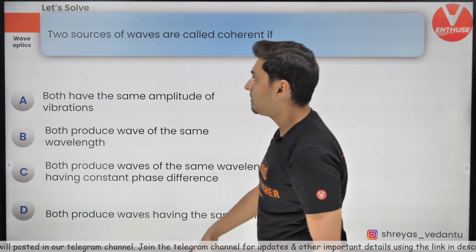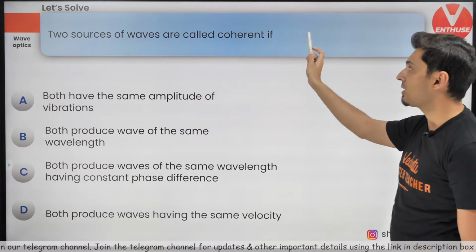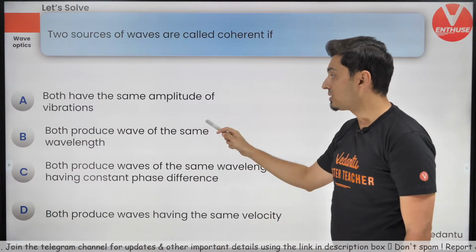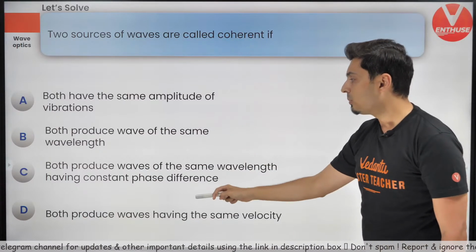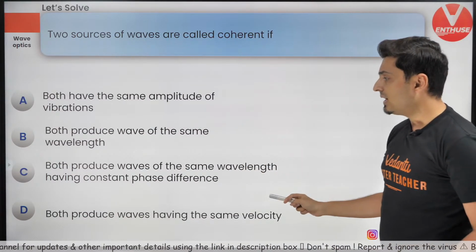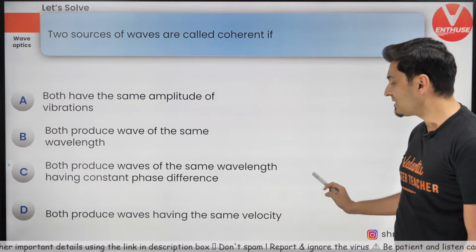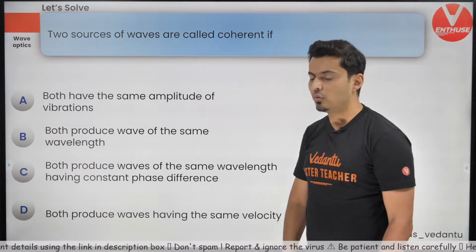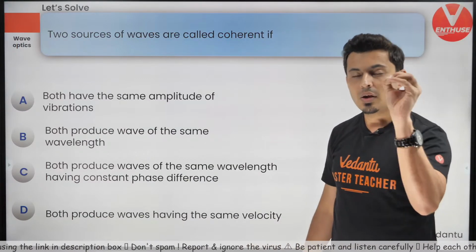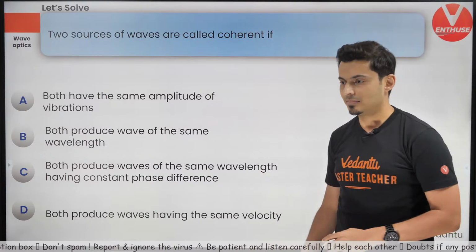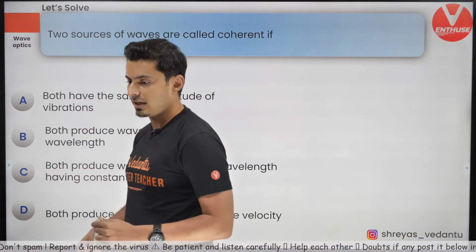And here is your first question up on your screen. Two sources of waves are coherent if both have the same amplitude of vibrations, both produce waves of the same wavelength and also have a constant phase difference, both produce waves having the same velocity. Which of the following is the condition for the waves to be coherent? You will see this again and again.